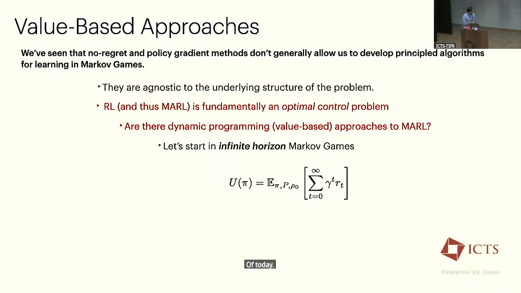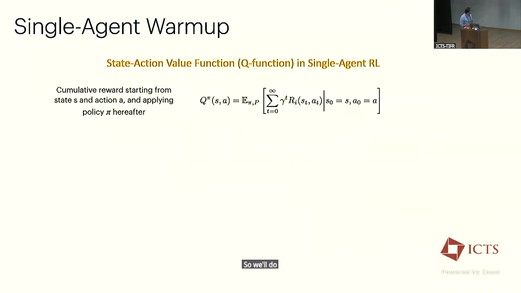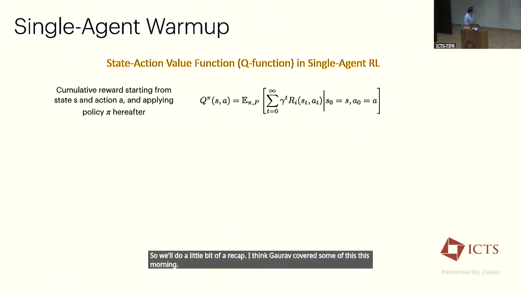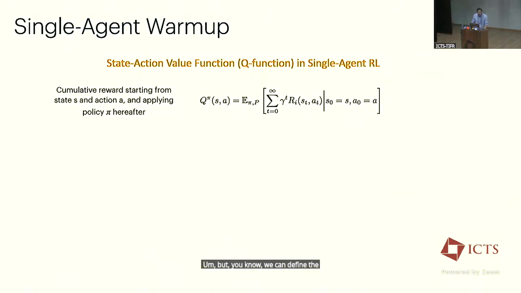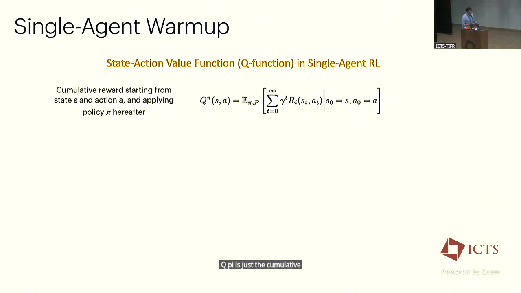So for the first part, we're going to spend some time looking at infinite horizon Markov games, and then we'll go back to finite horizon Markov games. So we'll do a little bit of a recap. I think Gaurav covered some of this this morning. We can define the state action value function of a policy in a single agent reinforcement learning problem. Q pi is just the cumulative reward starting from state S and playing action A and then applying policy pi for all time after, right? This is what's known as the Q function given a policy pi.